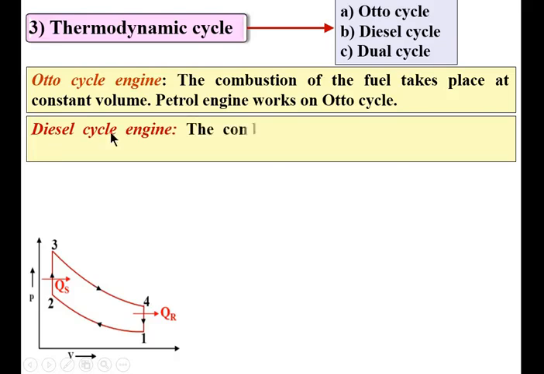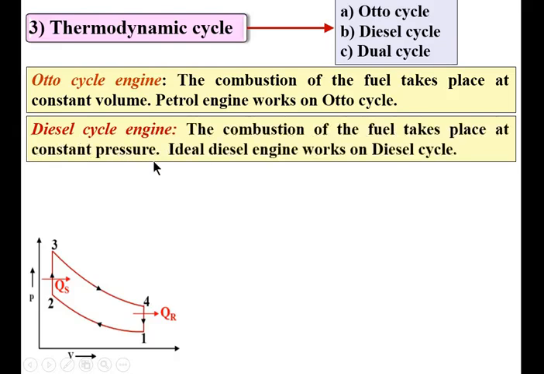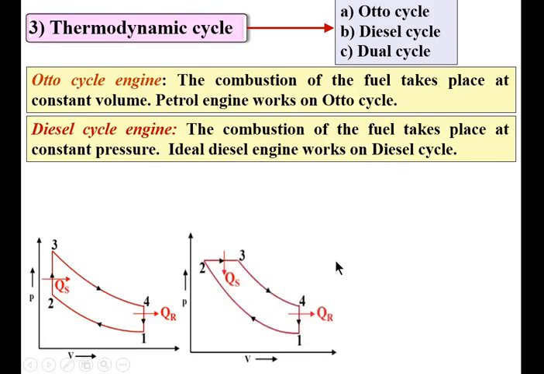Now next, in case of diesel cycle, the combustion of fuel takes place at constant pressure. Ideal diesel engine works on diesel cycle. So look at this figure of the diesel cycle on PV diagram. The heat addition, meaning combustion of fuel, takes place at constant pressure in case of diesel cycle.